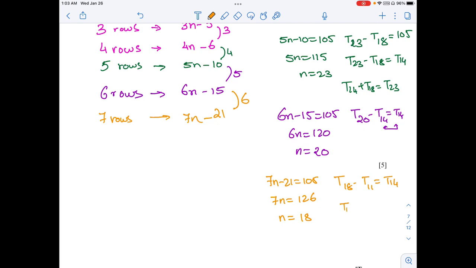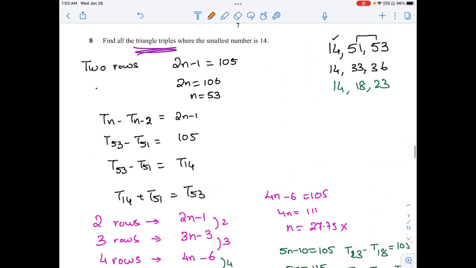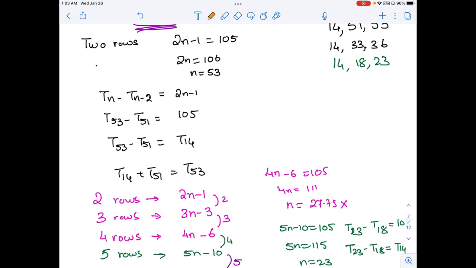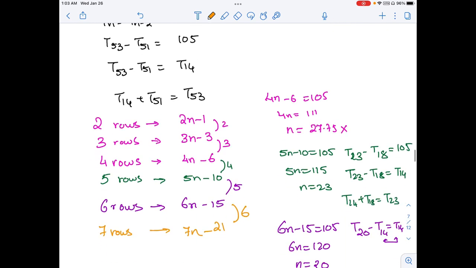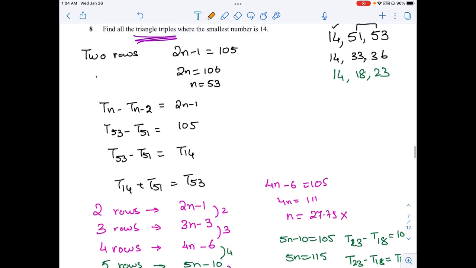It does work, but what happens is the smallest number is not 14. I want the smallest number to be 14. So this is not considered. 11, 14, 18 cannot be considered. So I got it out as these three. So 2 rows I have taken, 3 rows, 4 rows, 5 rows, 6 rows, 7 rows. Once 7 rows is not working, you can keep on seeing that 8 rows, 9 rows, 10 rows will keep on becoming less than 14. I want the number to be not lesser than 14.